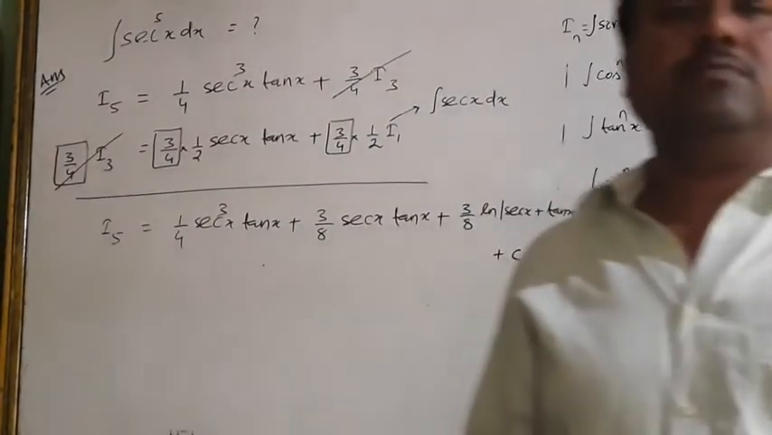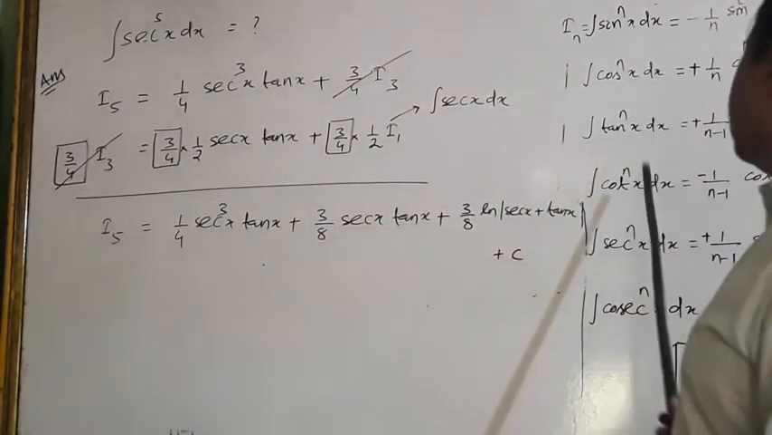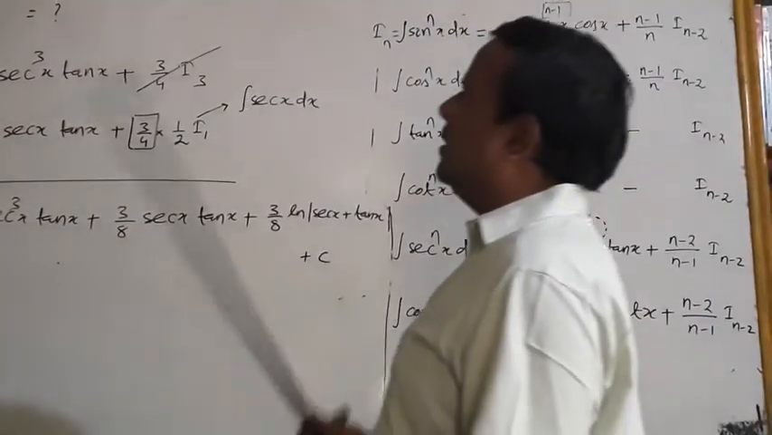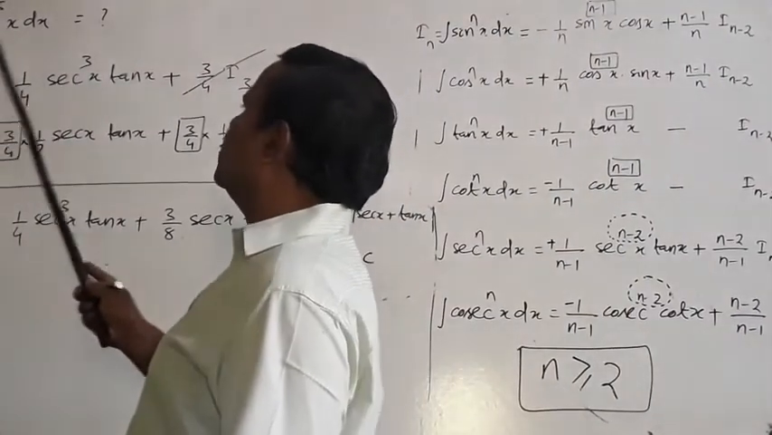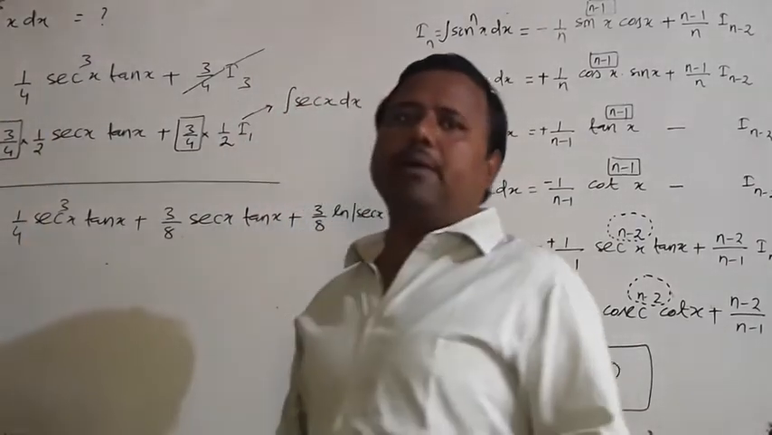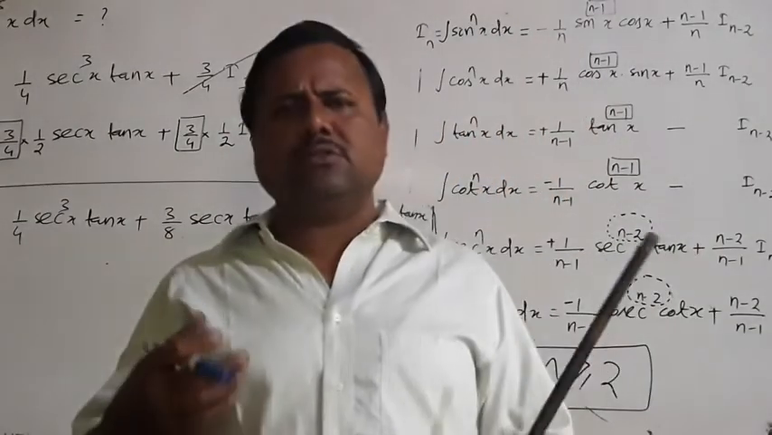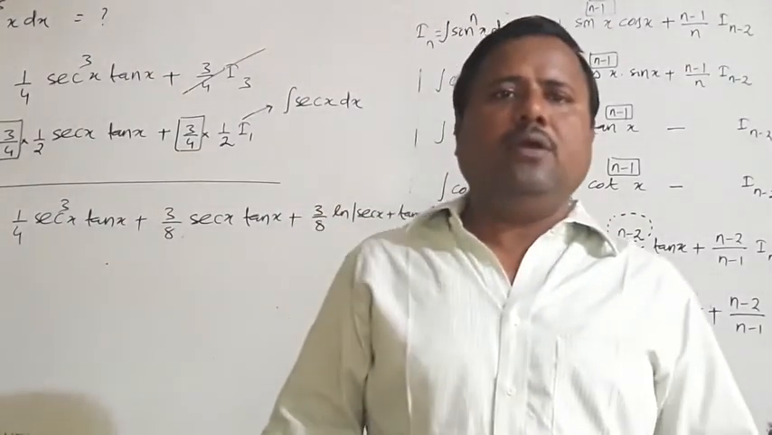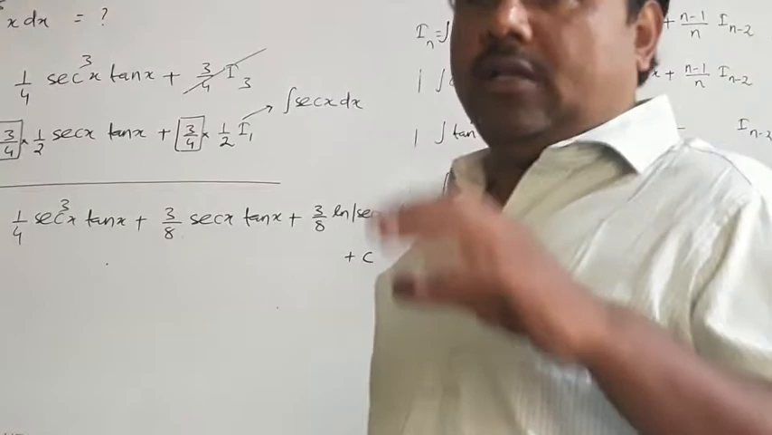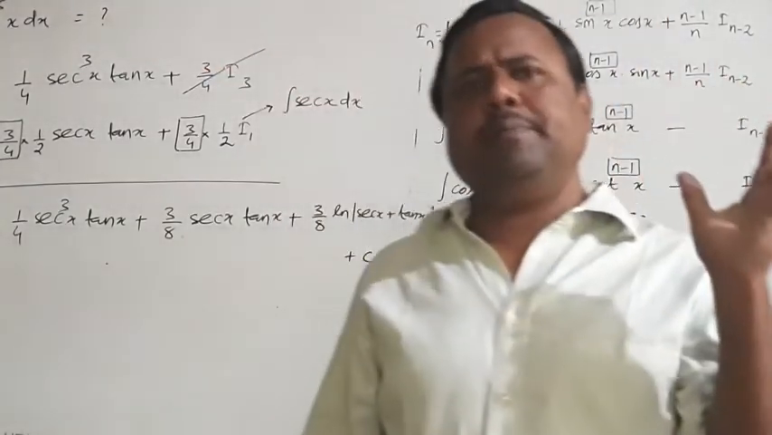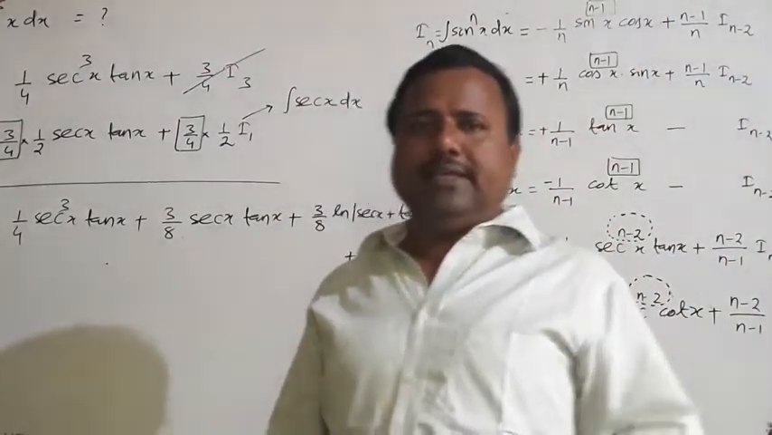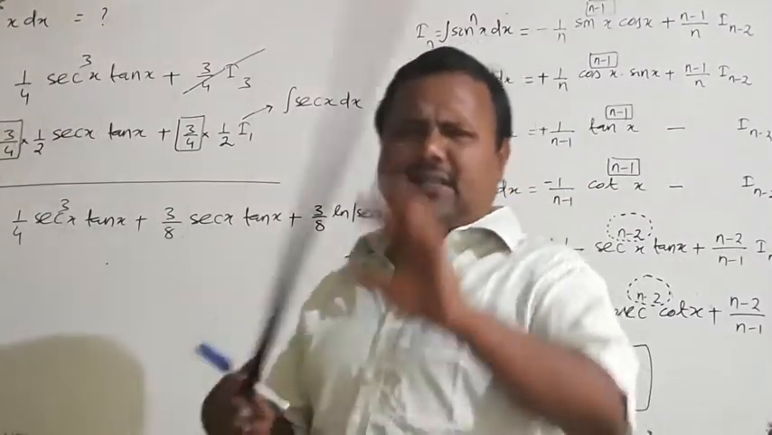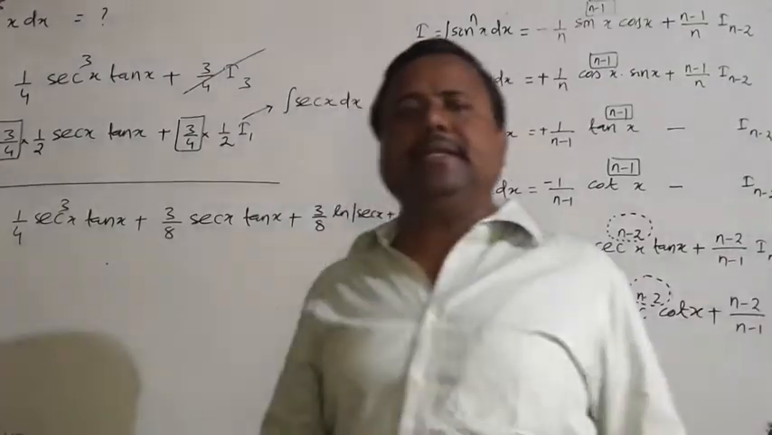Okay. This reduction formula is important in the sense I am telling. Once in the examination hall, one question came, sec to the power 5. It was the question 20 years ago in a board exam. Okay, what happened there? The question paper was really very tough. In the paper, there were two integrations. One was sec 5, another a little more difficult integration.